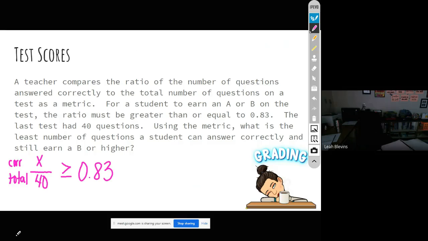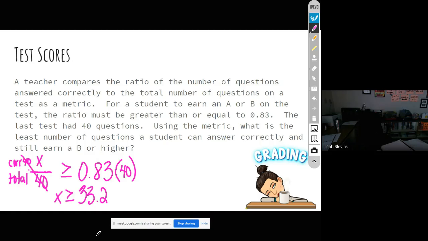You guys know how you would solve this? I need to get this X all by itself. What's happening to X right now? It's being divided. So to undo that division, I use multiplication. So if I times this side by 40 to get rid of that, I also have to come over here and times this side by 40. So that's going to get me my X all by itself. So my X has to be greater than or equal to, when I plug this in the calculator, I get 33.2.